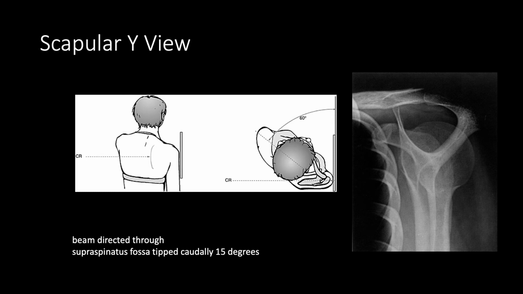So here we see the beam through the supraspinatus fossa. You see this nice open outlet space here for the rotator cuff, and you see the acromion up here, the AC joint. So you can see a really good view of what the space looks like. If you're suspecting impingement or some sort of acromial hooking, this is the view you would see that on.